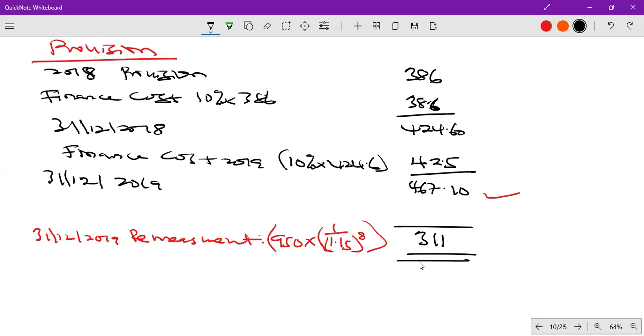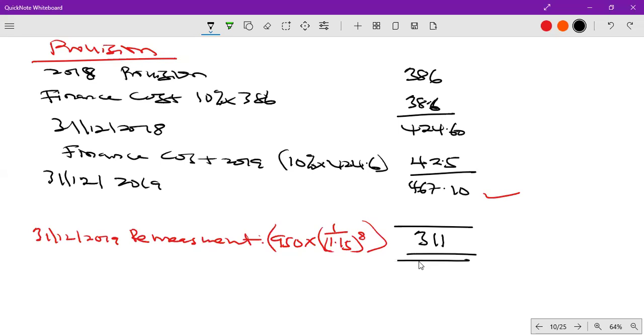And the entity uses what? The revaluation model. And I said that anytime the entity uses the revaluation model, the gain or loss on the increase or decrease in the provision is treated as what? A revaluation gain in accordance with PPE. Is that not what you said?